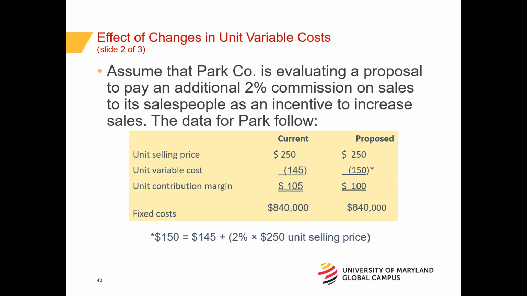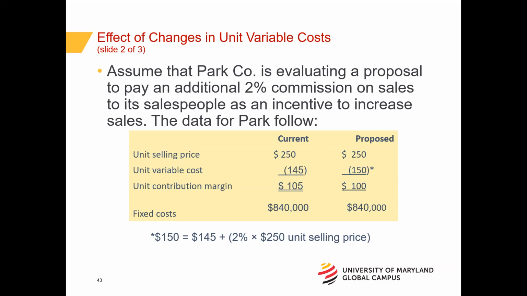So how do we get $150, you might be asking? 2% times the sales price, because it's commission, right? Commission means what we pay our salespeople based off of the sales price. So if I pay them a 2% increase, that means I multiply my sales price times 2%. That gets me to plus the original $145, which represents the increase. So 2% increase from 145 is 150.